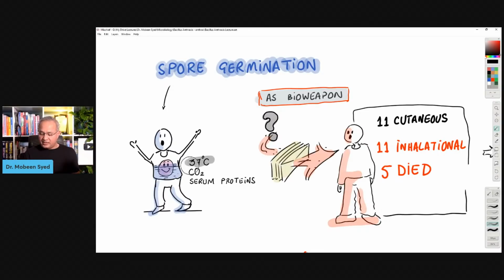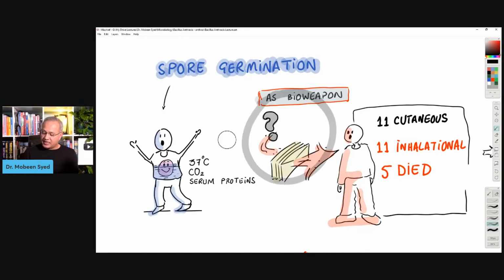But when the temperature is 37 degrees centigrade, when carbon dioxide concentration is a little higher, when serum proteins as nutritional substances are present, and these can start helping the spores pick up fluids from the environment, these spores are going to start germinating. They are going to start becoming the bacillus, and they would start opening up. So as soon as they open up, now they are deadly.